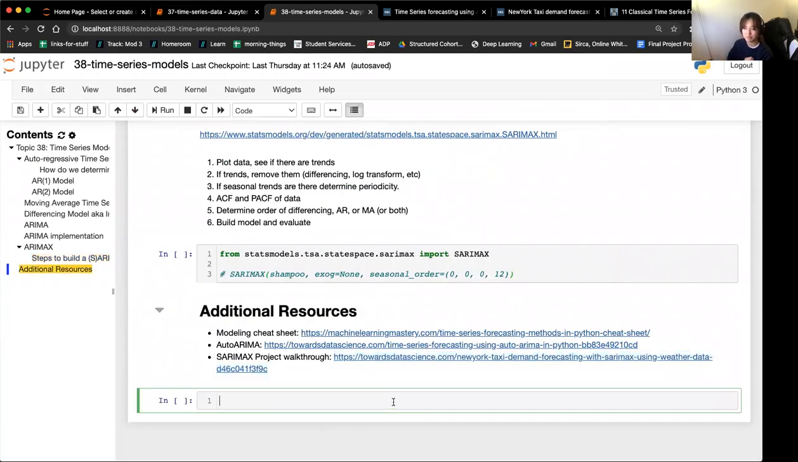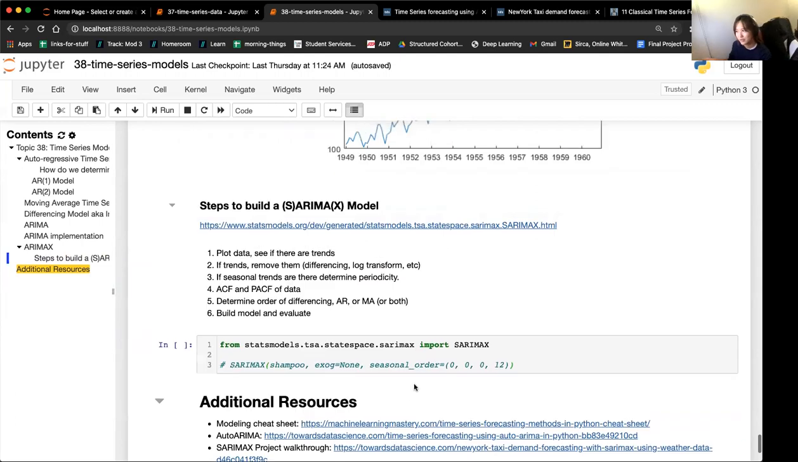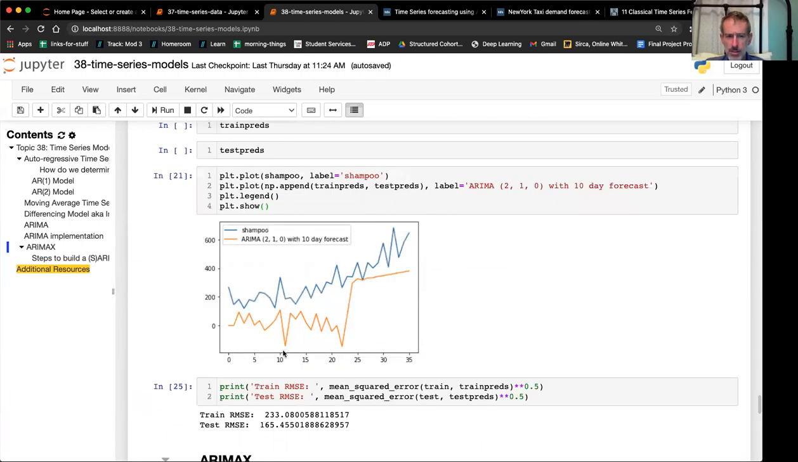Any questions? That's all I had to share for today, but any questions to round out? Could you go over endogenous and exogenous again, what it means? So endogenous is the variable that you're trying to predict. Endogenous is shampoo, for example. Exogenous would be maybe the price of soap or the price of conditioner.